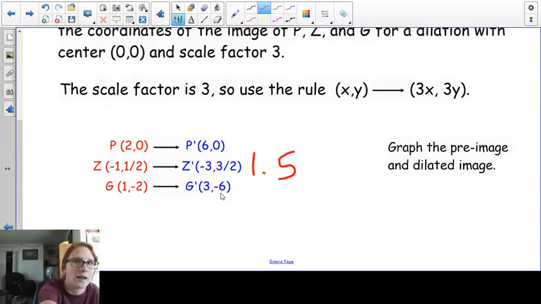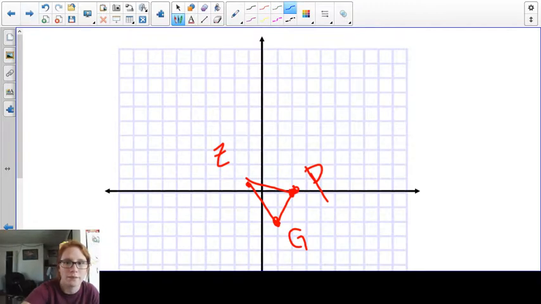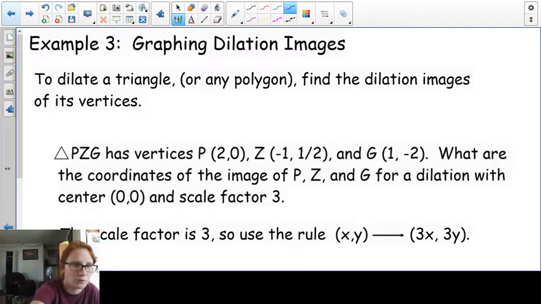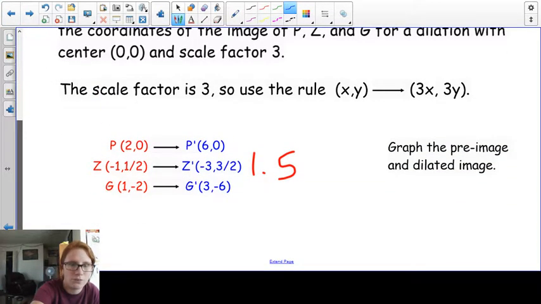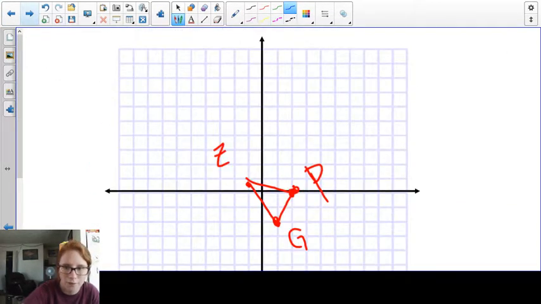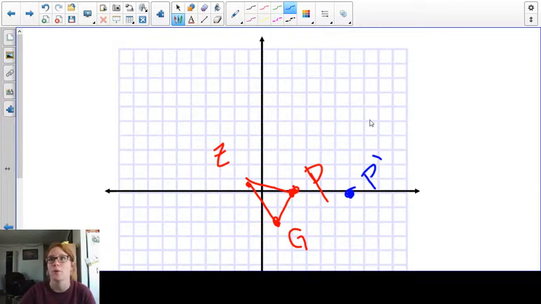So P's at -6, 0. Wait a minute, or 6, 0. So I'm at 6, 0. So 1, 2, 3, 4, 5, 6. Now this is P prime, so I need to indicate it as such. That's why I need to put those tick marks on there.